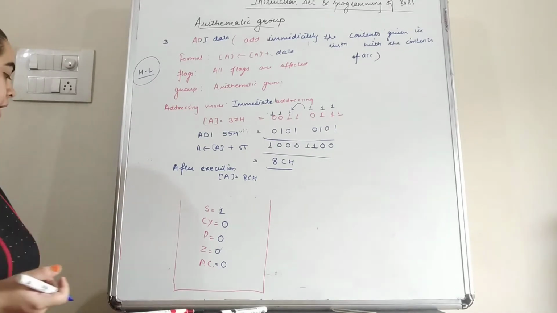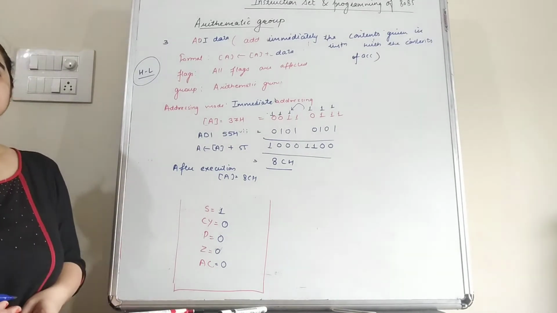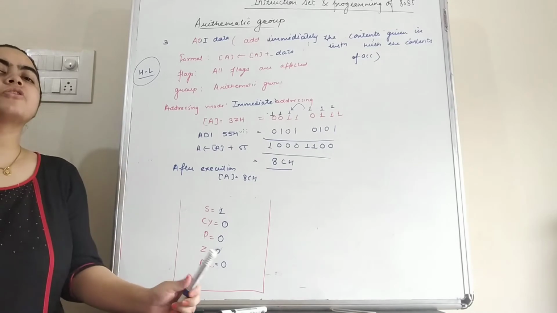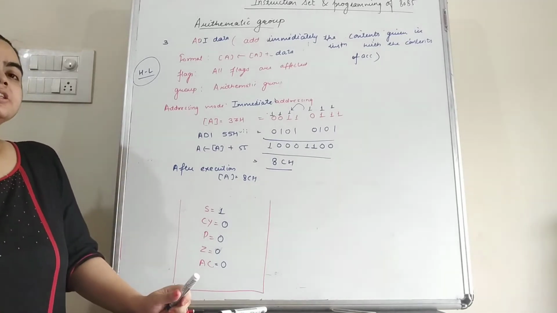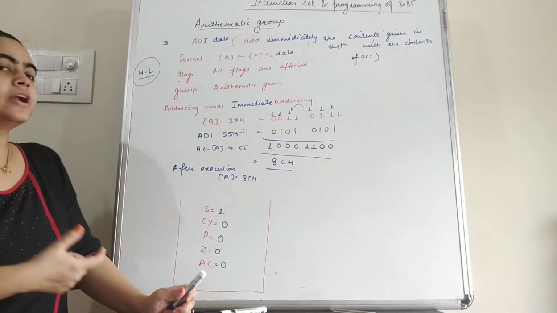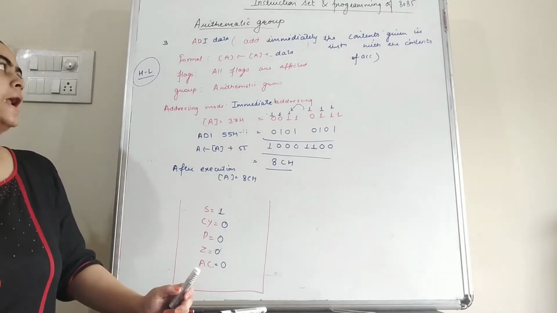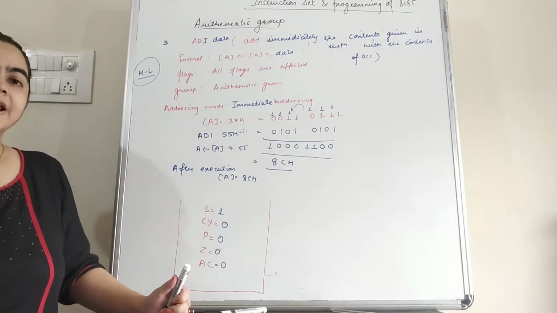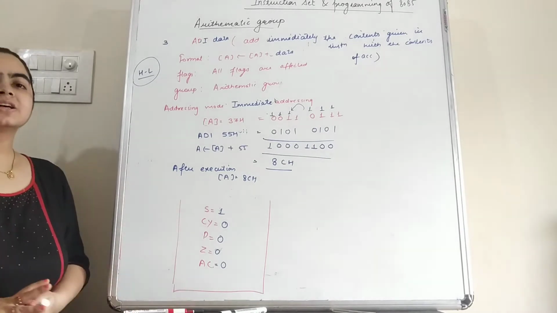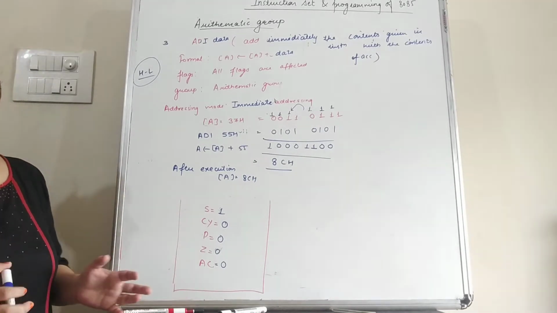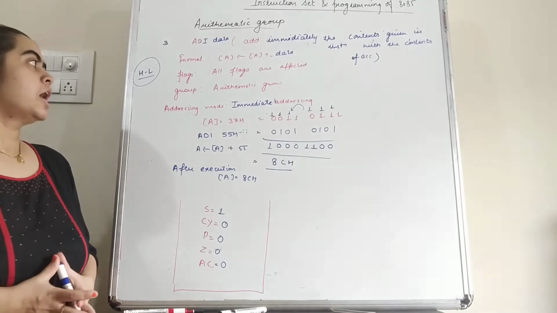So either we can add the contents of register with the contents of accumulator, or we can add the contents that are pointed by the HL pair with the contents of the accumulator, and in the third case we can directly add the data that is given in the instruction with the data that is present in the accumulator.